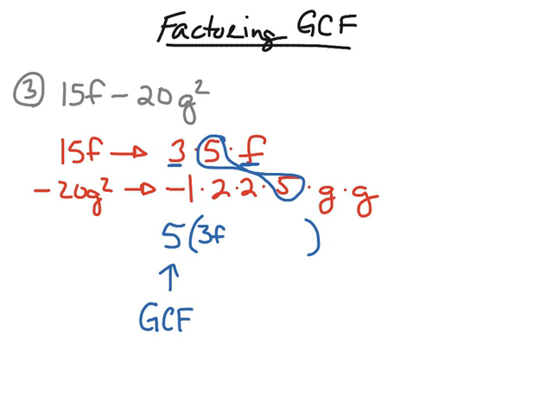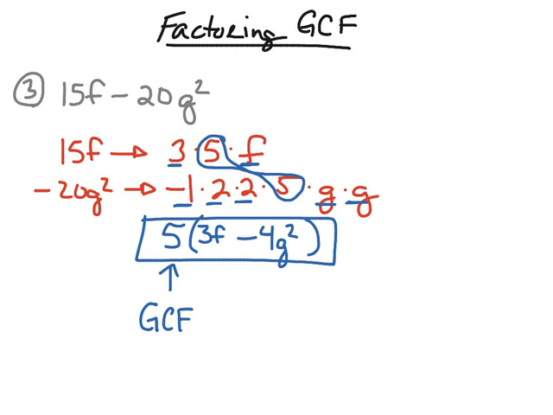The next thing I'm looking at is that second term. I'm going to take all of these that were left over and multiply them together. So negative 1 times 2 is negative 2, and negative 2 times positive 2 is negative 4, and g times g would give me a g squared. So again, these two things are called the factors. These are the factors of 15f minus 20g squared.